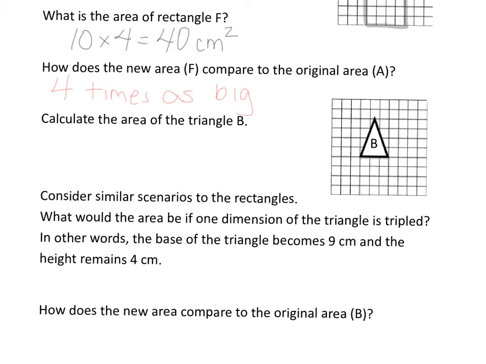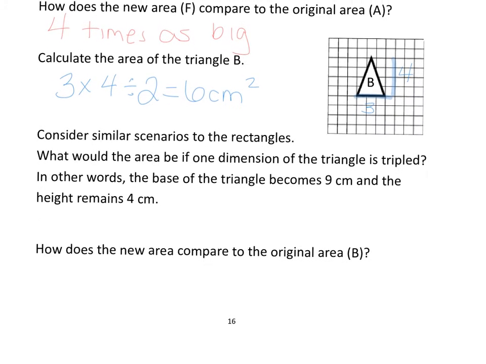Now let's see what happens with the triangle. We're asked to calculate the area of triangle B. We should note that it measures 3 centimeters across the bottom, and that it measures 4 centimeters up and down, the height. And since it's a triangle and a triangle is half of a rectangle, we have to divide by 2. And we end up with 6 centimeters squared for the area of the triangle.